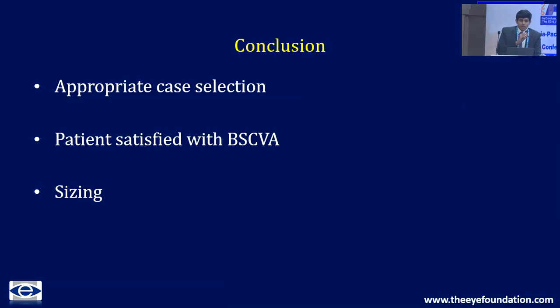So to conclude, an appropriate case selection is very vital in this patient group, and it is best to only stick with patients who are satisfied with their best spectacle corrected visual acuity. Of course, sizing, as is a bugbear with the phakic intraocular lens procedure in general, does have a few pertinent aspects to discuss with respect to keratoconus, although that data is not in the scope of this study. That's something we're looking into because sizing can often go awry in these cases if we don't take the proper consideration, especially in patients with very high Ks.